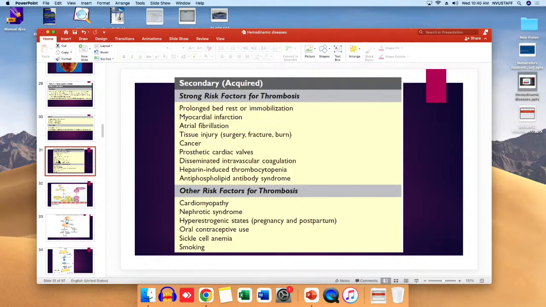Prolonged bed rest and immobilization, of course, this is very easy. It will increase risk of thrombi. Yes, this is very important. Also, very important, you have to know that some drugs can increase risk of thrombocyte aggregation. Oral contraceptives. Always remember, use of oral contraceptives increases risk of thrombi.